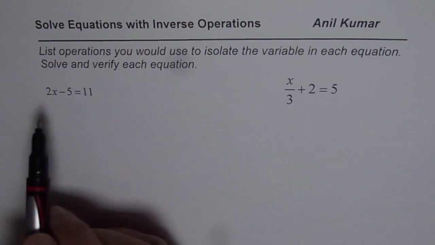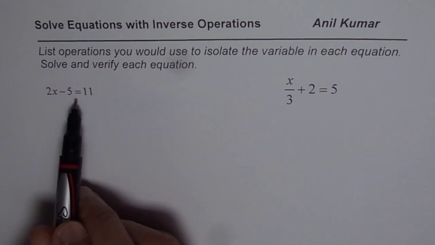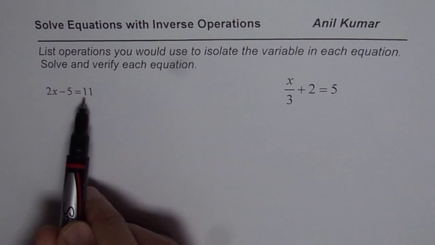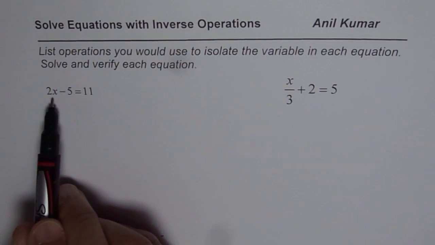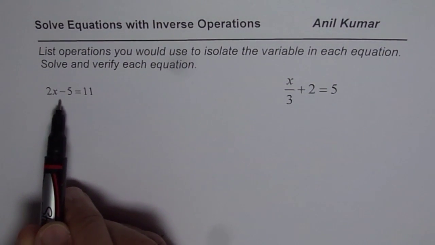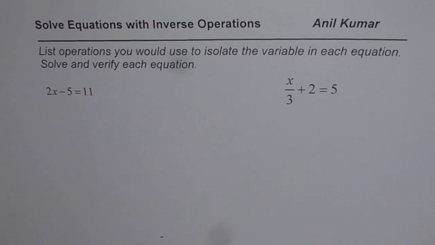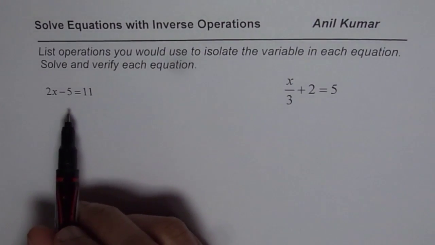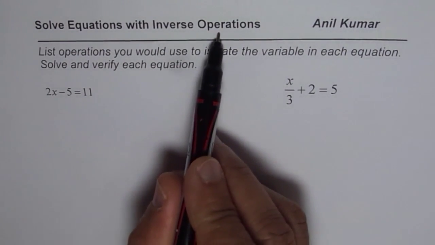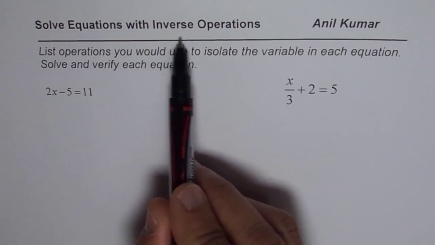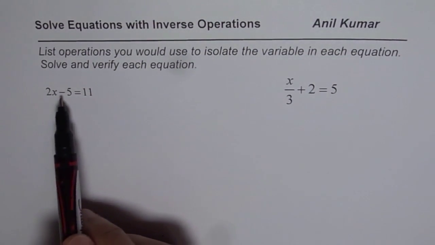So first, let us try to solve 2x minus 5 equals 11. To solve really means to find the value of x so that the left side is equal to the right side. Now how should we do it? We'll follow the strategy of inverse operations. Whenever you do inverse operations, you will do the reverse, right?